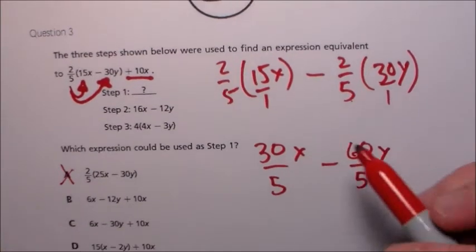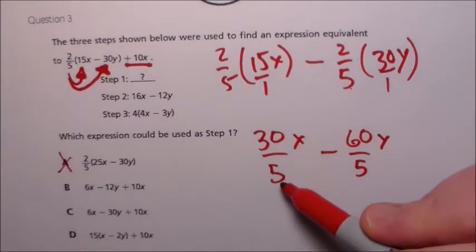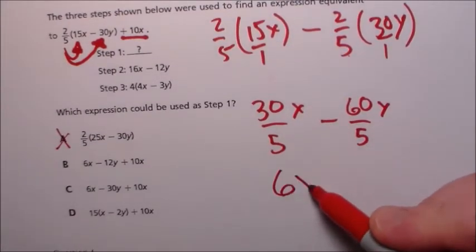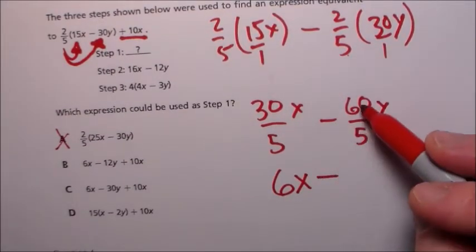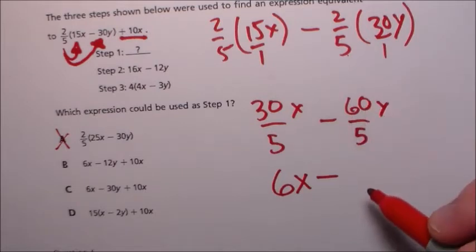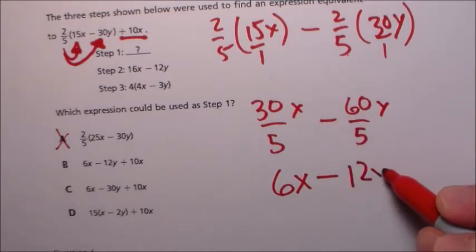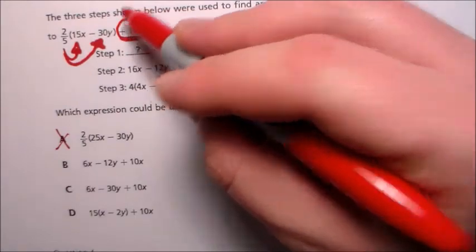And here's the y. This simplifies. 30 divided by 5 is 6. So that'd be 6x minus 60 divided by 5 is 12. So 12y. And remember, we have plus 10x.